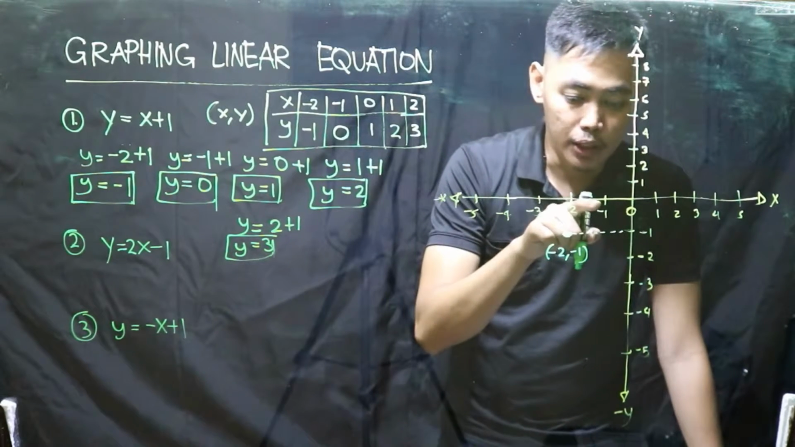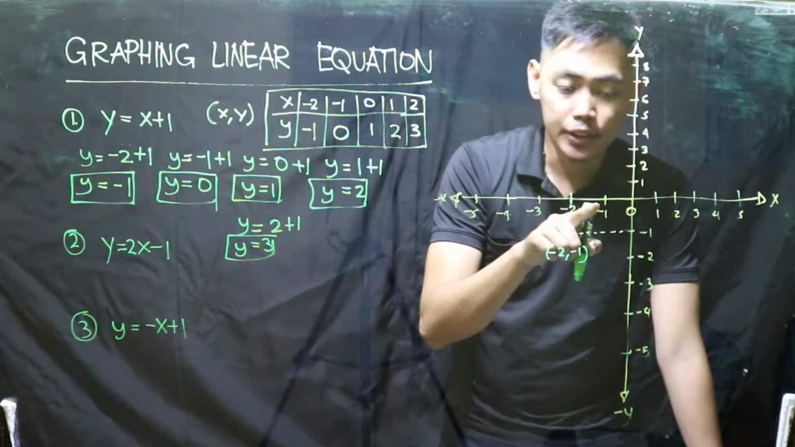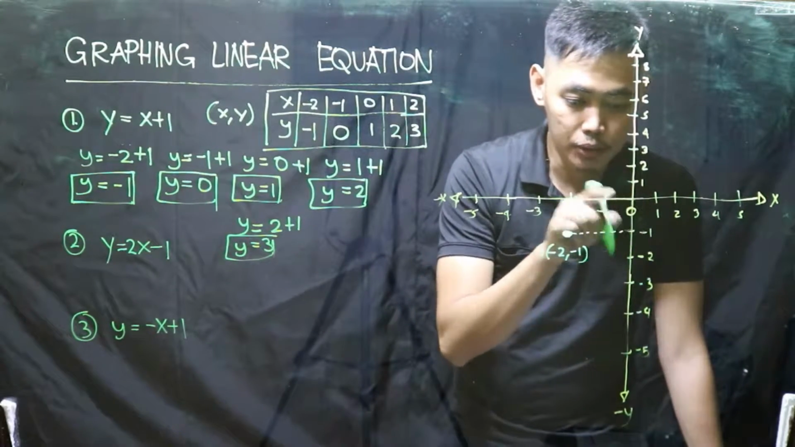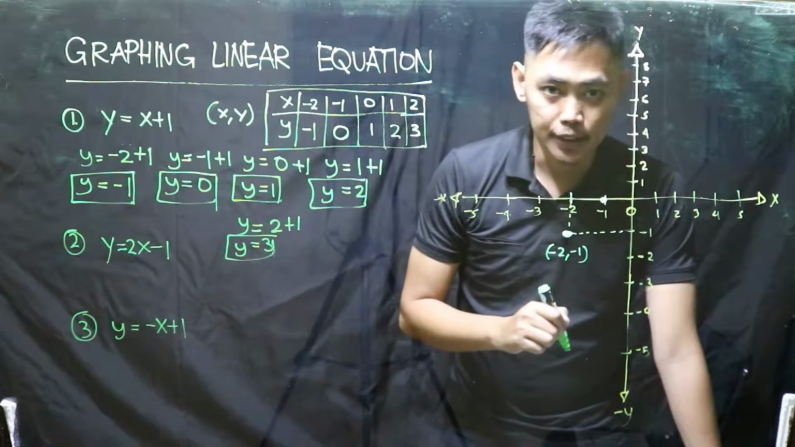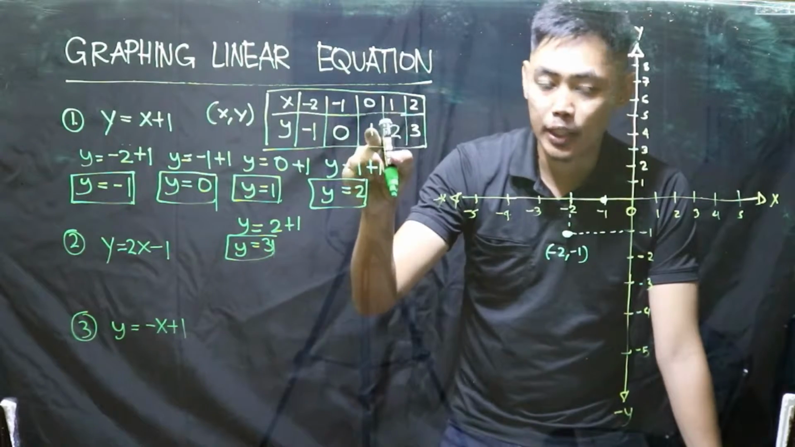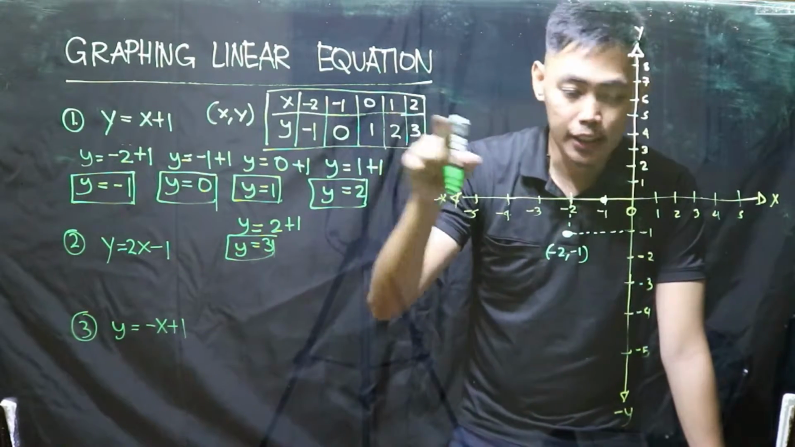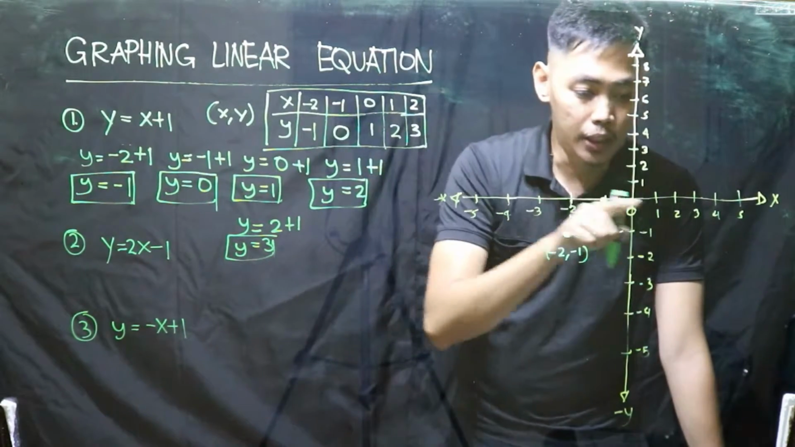Let's continue to the second point. X is negative 1 and then y is 0. So since y is 0, it lies on the x-axis. How about 0 and 1? So x is 0 and y is 1.